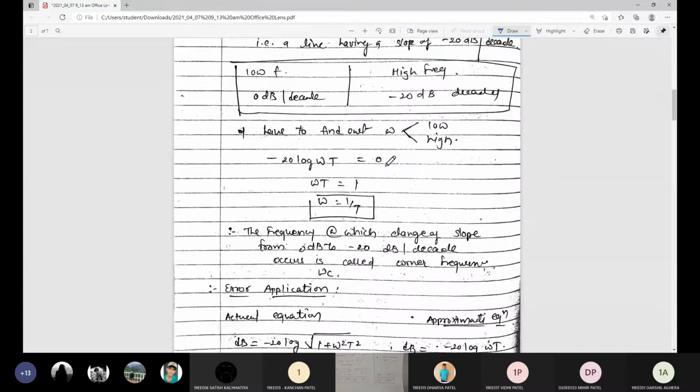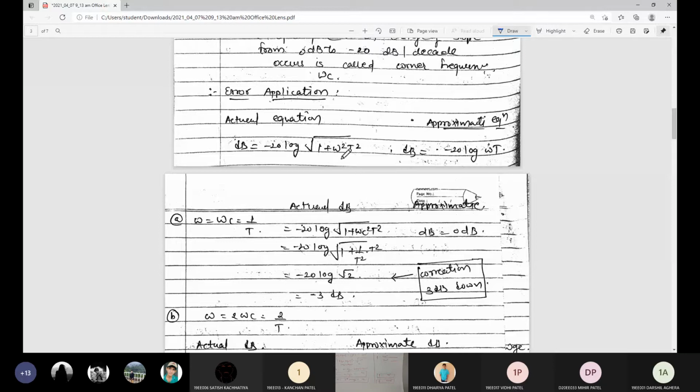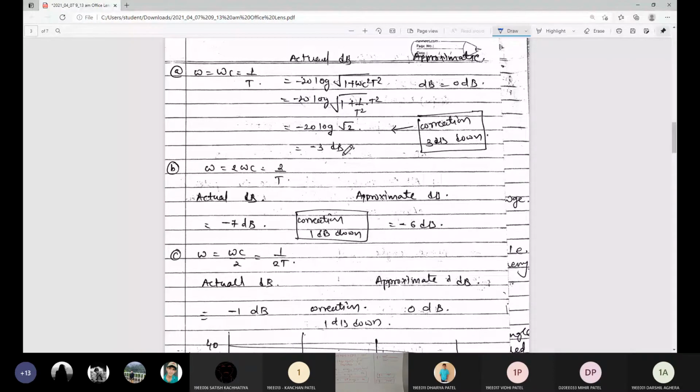So for finding omega low and high, what we have to do? We need to find the relation between omega and T. As we all know, omega is equal to 1 upon T. So now we have to put the value of omega equal to 1 upon T in this equation. If I put it here, we will have the answer like this. If I put omega equal to 1 upon T, we will have minus 3 dB. We have put the value here. So what does that mean? If I put this value 1 upon T, then we will have the minus 3 dB approximation or the correction.